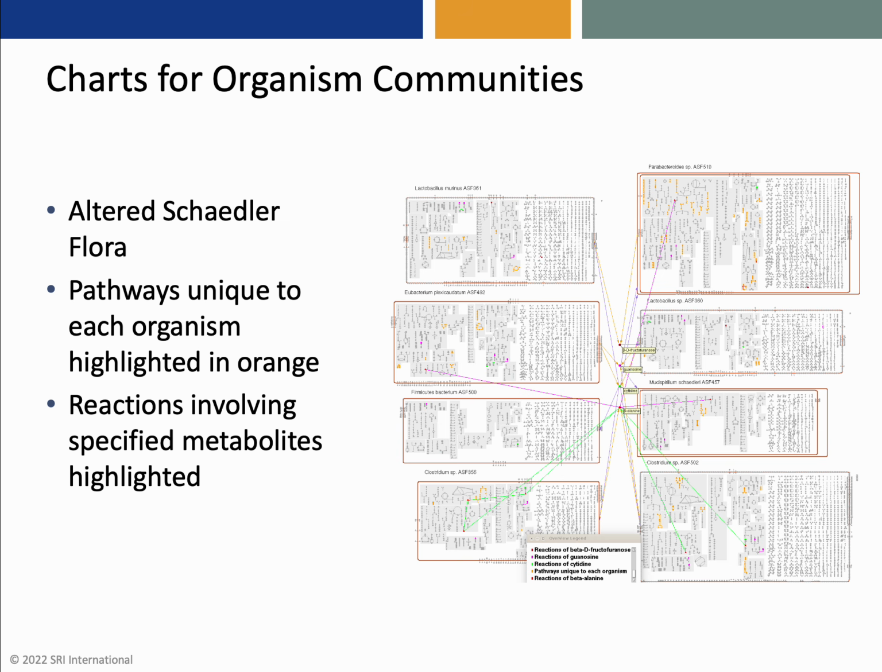And we can also put up multiple charts for organism communities. So here we're looking at 8 different metabolic charts simultaneously for a simplified mouse gut microbiome community. And so each chart is for a different organism. The gold pathways are those that are specific to a particular organism. And we're also showing connections where a secreted metabolite is taken up by another organism.